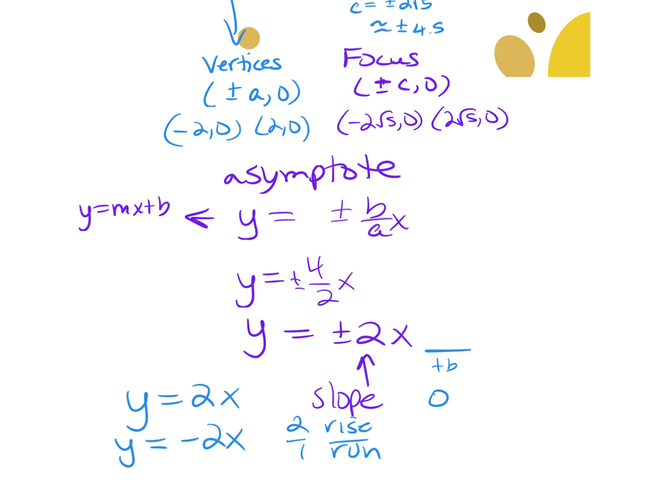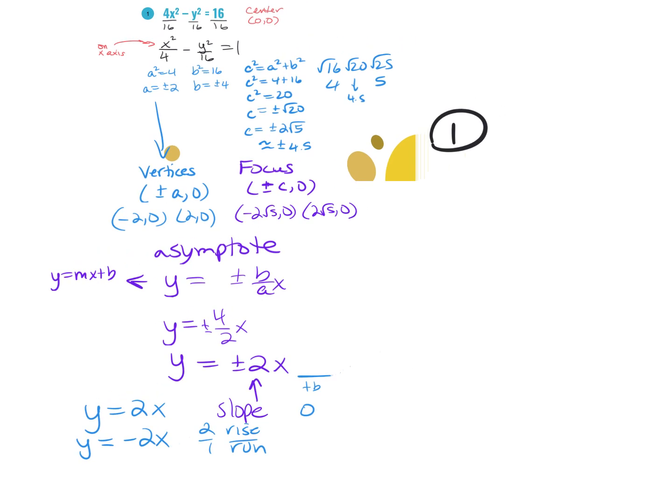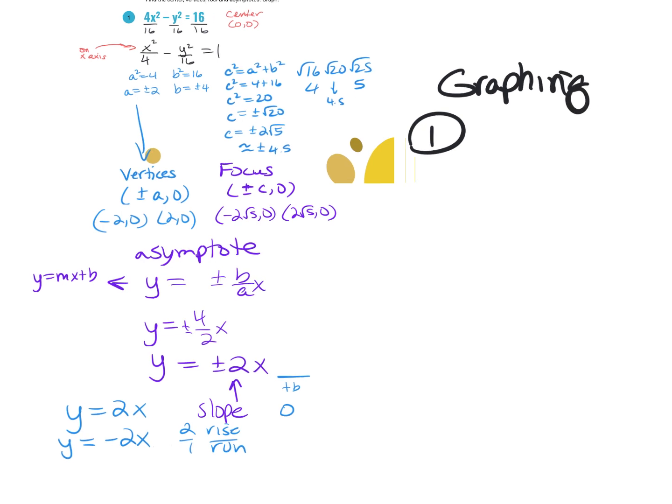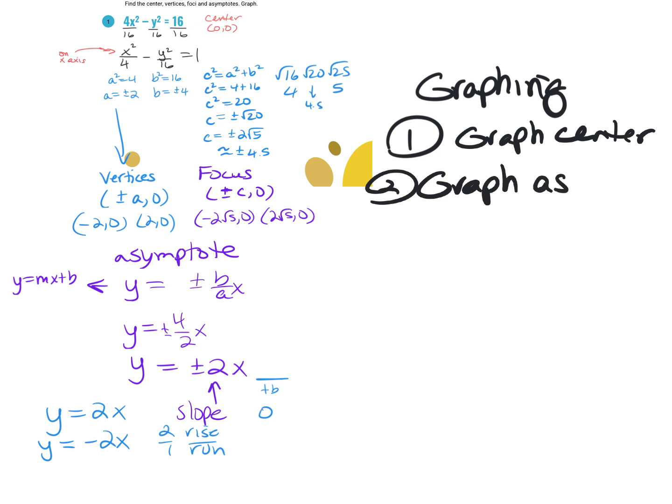So now we're going to graph it. And I'm going to tell you the steps that we're going to use to graph. So for graphing, what we're going to do first is we're going to graph the center. Then from the center, we're going to graph the asymptotes.